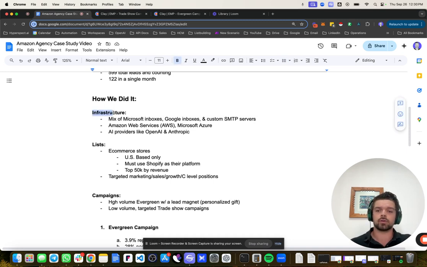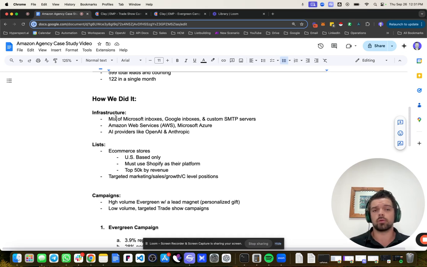So first step is to set up the right infrastructure. I see a lot of people make this mistake where they send emails from their primary domain. You don't want to be doing that. We set up a mix of Microsoft inboxes, Google inboxes, as well as some below the radar SMTP custom server providers as well. It's important to get a mix because if your deliverability starts to take a hit, your performance is going to go down. We use AWS as well in our process, some Microsoft Azure, as well as a bunch of AI providers like OpenAI and Anthropic. That covers the tech setup.